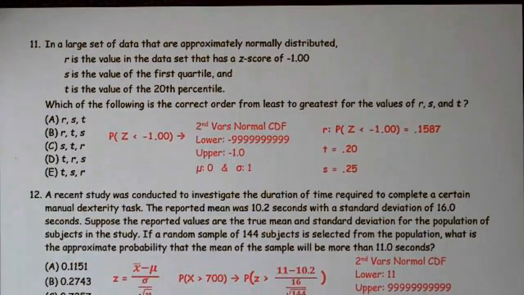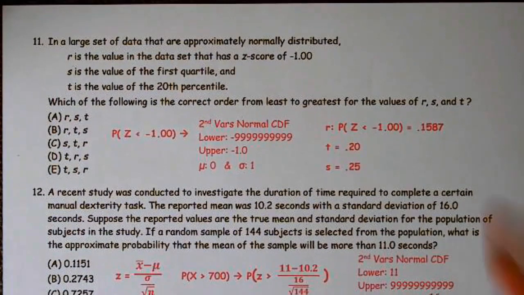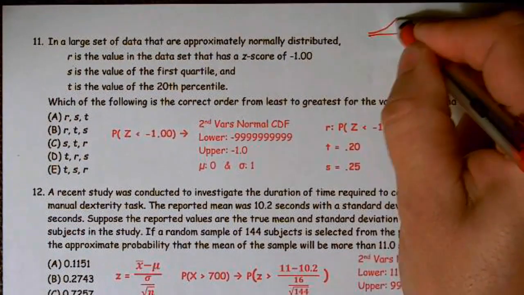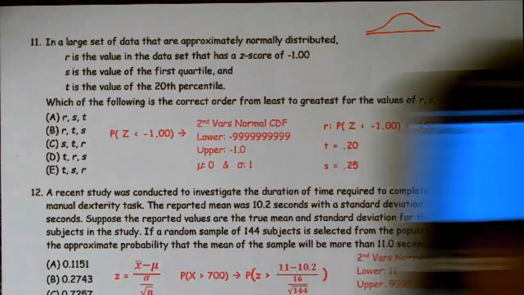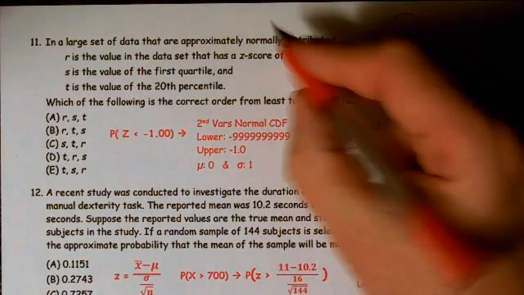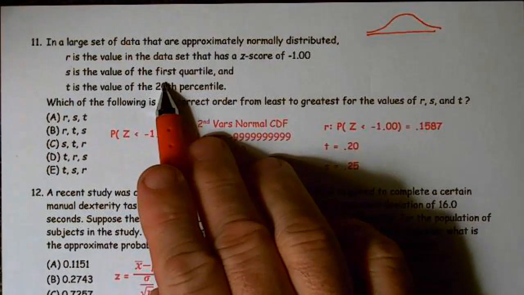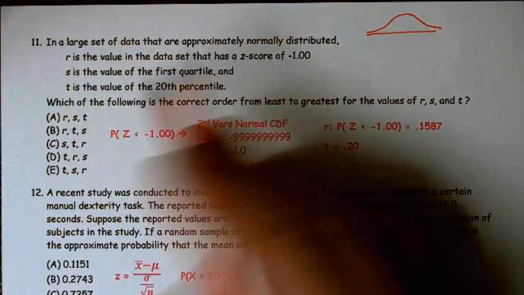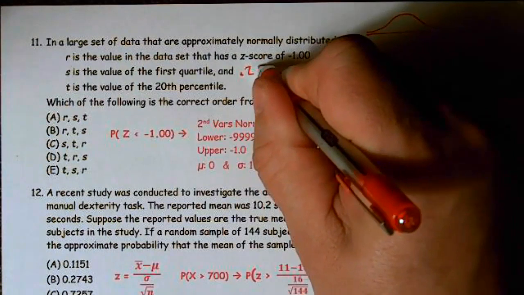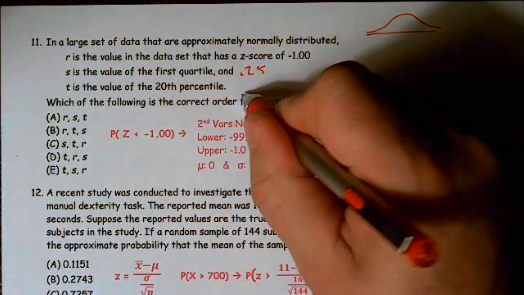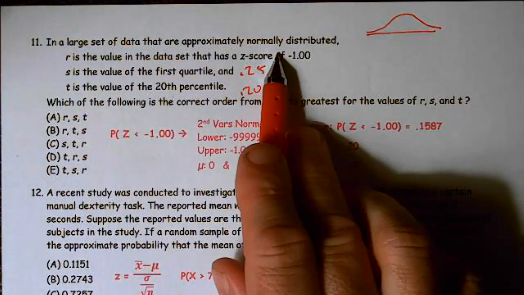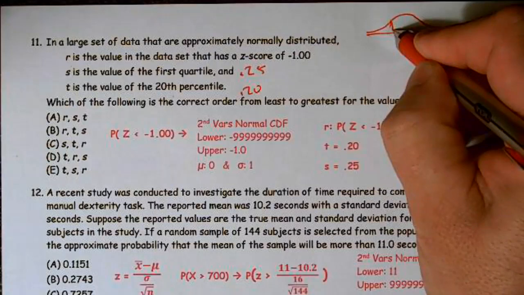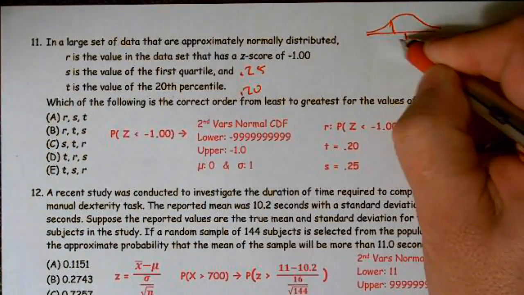Number 11, in a large set of data, they're approximately normally distributed. Okay, so they're normal. That means I get to use the normal distribution properties, normal areas. R has a z-score of -1. Well, what's a z-score of -1? Let's deal with the easy ones. S is the first quartile, so that means that's 0.25. T is the 20th percentile, so 0.20. So T is going to be smaller than S. Now I need to figure out what -1 is. Well, remember, z-scores have a mean of 0, and this is -1.